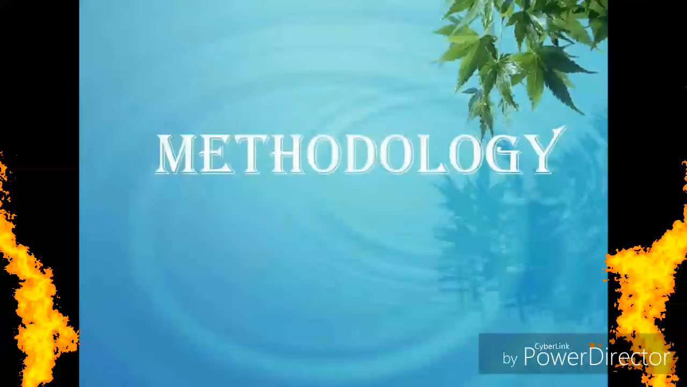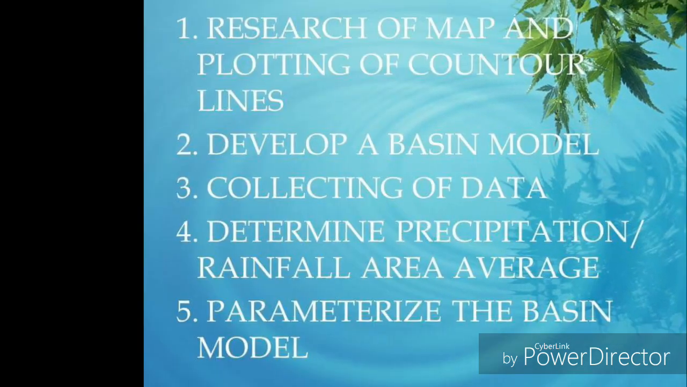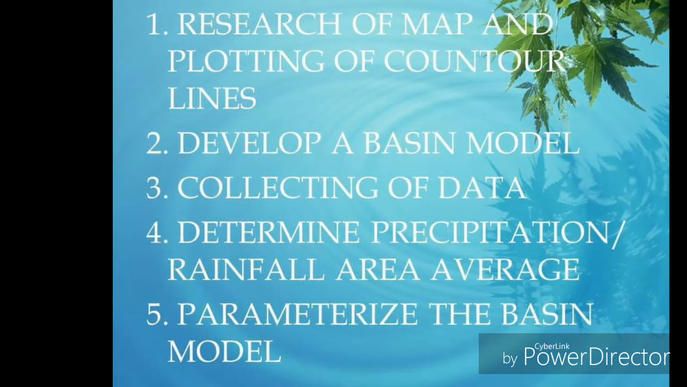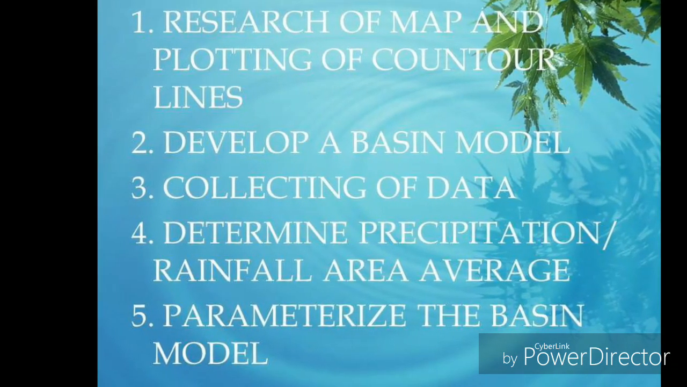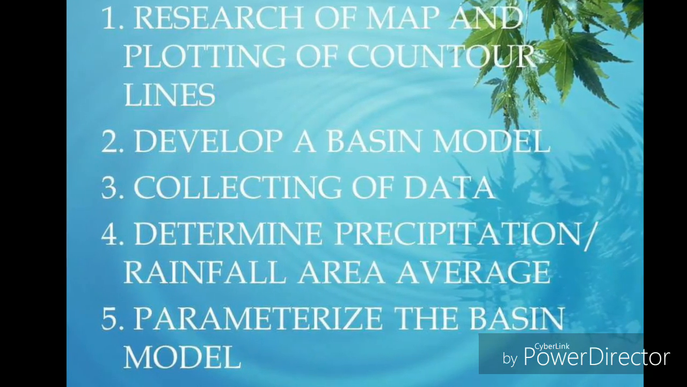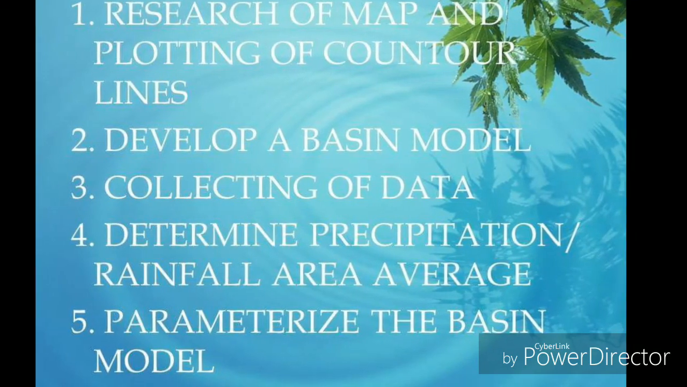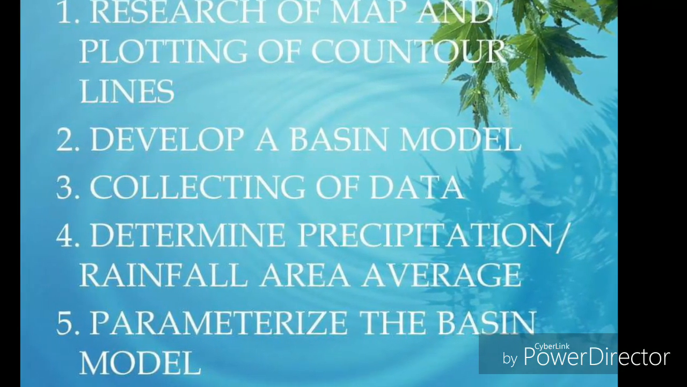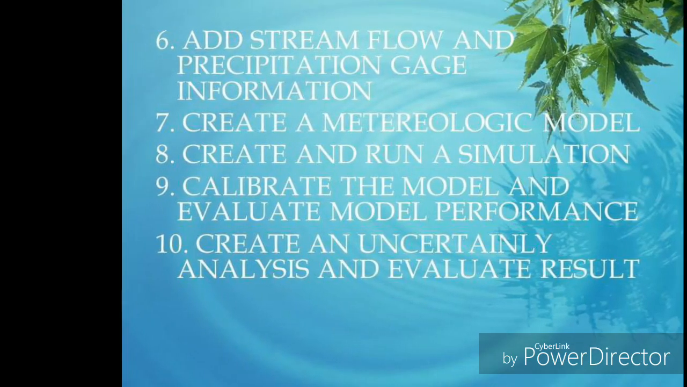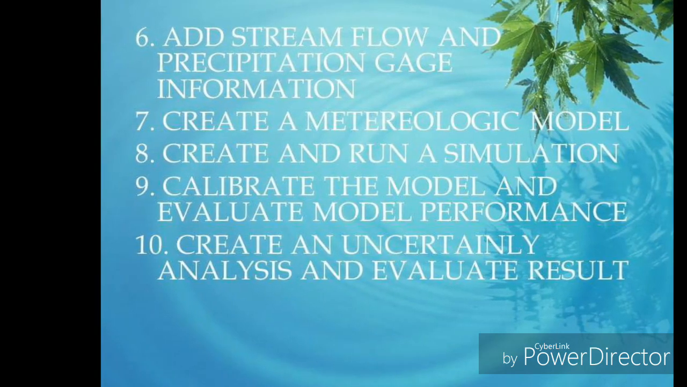Then next, the methodology. Methodology. First, research of map and plotting of contour lines. Second, develop a basin model. Third, collecting of data. Fourth, determine precipitation or rainfall area average. Fifth, parameterize the basin model. Six, add stream flow and precipitation gauge information.